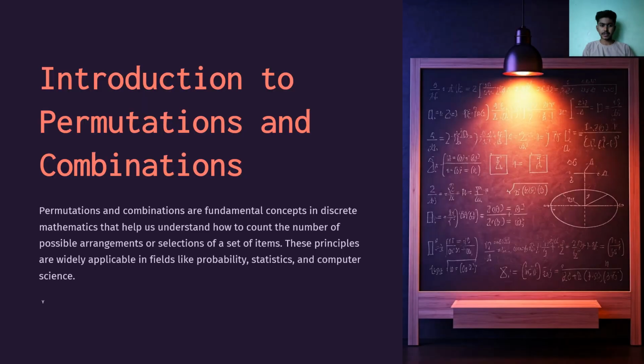Introduction to Permutation and Combinations. Permutations and combinations are fundamental concepts in discrete mathematics that help us to understand how to count the number of possible arrangements in selections of set of items. These principles are widely applicable in fields like probability, statistics, and computer science.